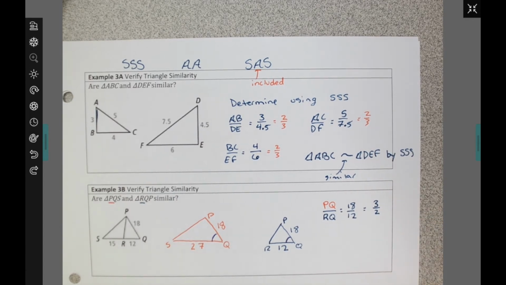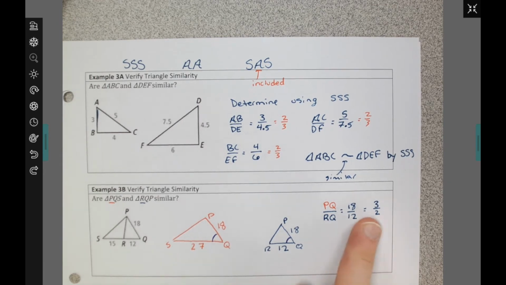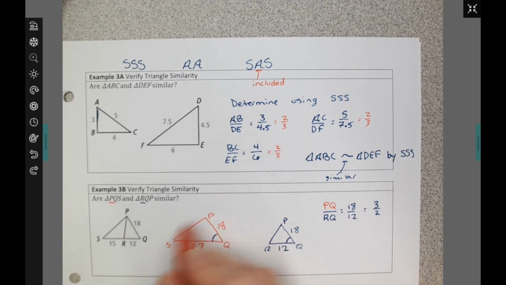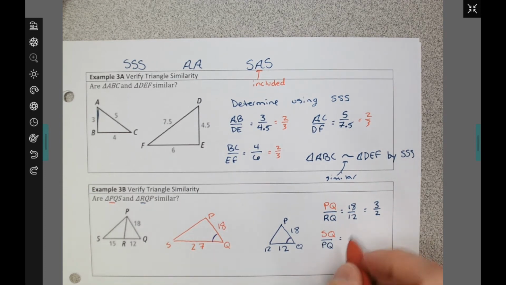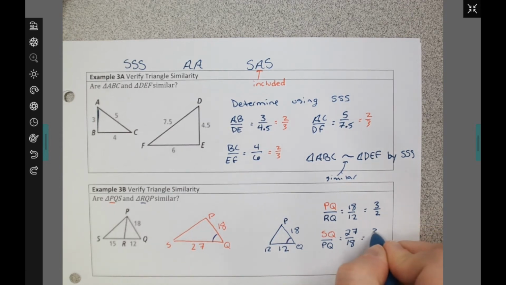Okay. In order now for these two triangles to be similar, when we find the proportion for SQ and RQ, sorry, SQ and PQ, they have to equal 3/2. So again, I use my top triangle, and my red one is going to go up top. So we're going to have SQ over the PQ from the blue. Throwing in, SQ is 27, PQ is 18. 27 divided by 18 simplifies to 3/2.